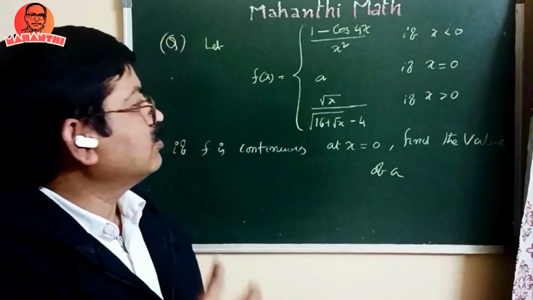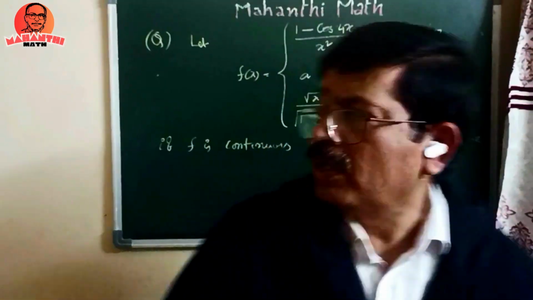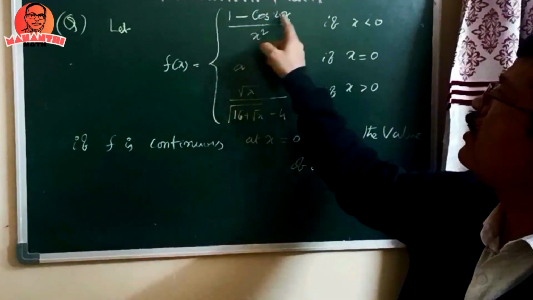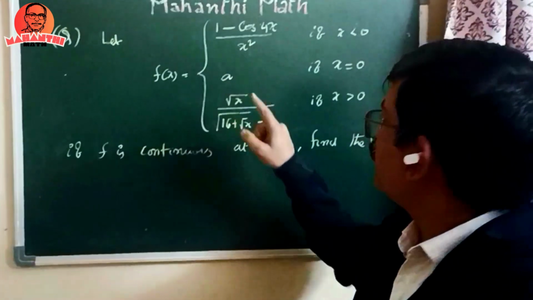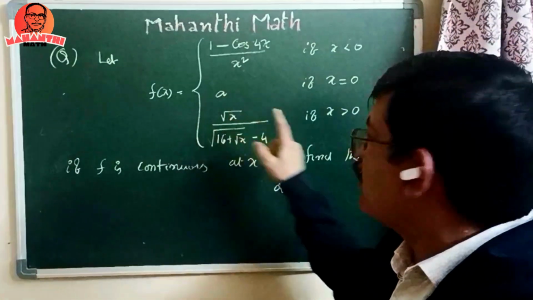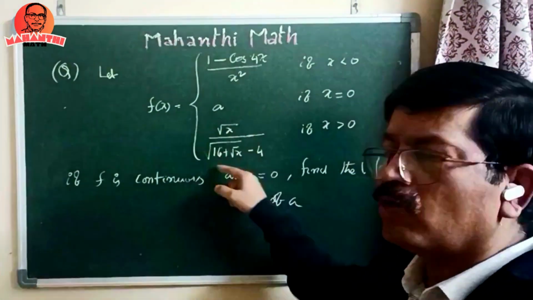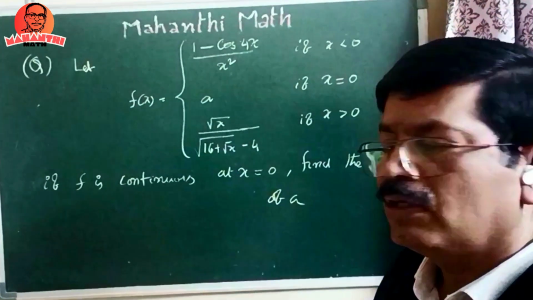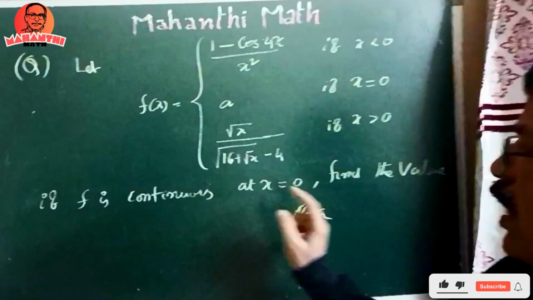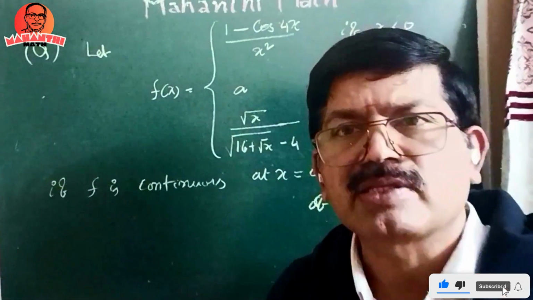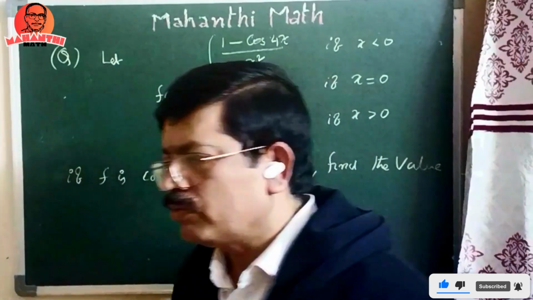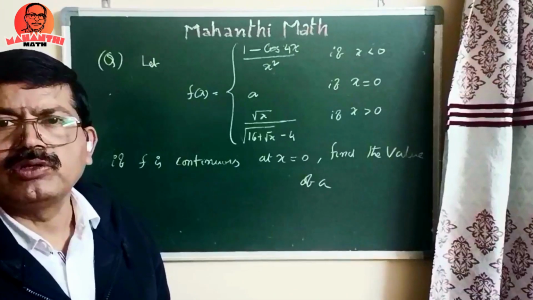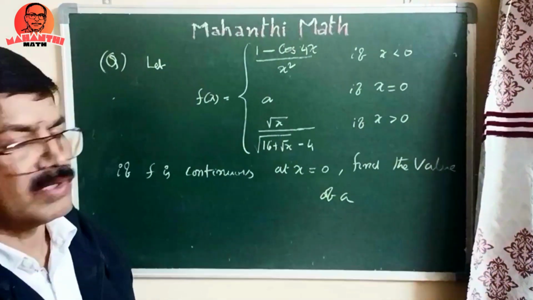Okay, now in this sum, f is defined as (1 minus cos 4x) by x square when x is less than 0, a when x equals 0, and one more function is given when x is greater than 0: root x by (root over 16 plus root x minus 4). Now the question is, for what value of a is the function continuous? Same way we will do, but here finding limits is the only important thing. You should know how to find the limits of this one.